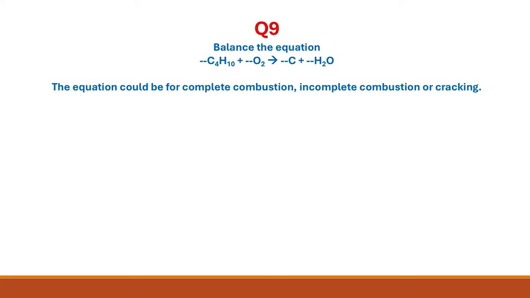Question 9. Balance the equation. C4H10 plus oxygen gives you carbon and water. They will usually give you any equation related to complete combustion, incomplete combustion, or cracking. This is an example of an equation for incomplete combustion that gives carbon and water. So to balance this equation, 2 of the butane, 2C4H10 plus 5O2, will give you 8 carbon plus 10 water.